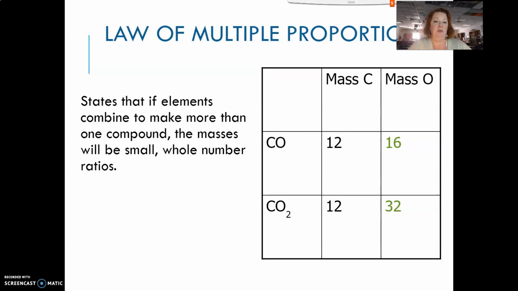Then we have the law of multiple proportions. It says that when elements combine to form compounds, they combine in whole number ratios. So you have CO, which is carbon monoxide, and you have carbon dioxide, CO2, but you would never have like CO1.5 or C2.5O. You never would have that. They have to be in whole number ratios, but it shows it by the mass.